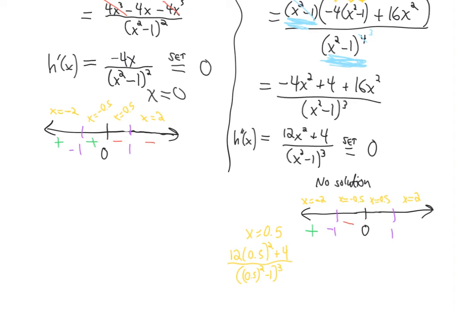If I plug in 0.5, I'm going to have the same situation. I'm going to have a number smaller than 1 minus 1, which is going to be negative, and I'm going to cube that, which is also negative. And then finally, when I plug in x equals 2, I will get a positive number. So let's take these two number lines and line them up and see what we have.